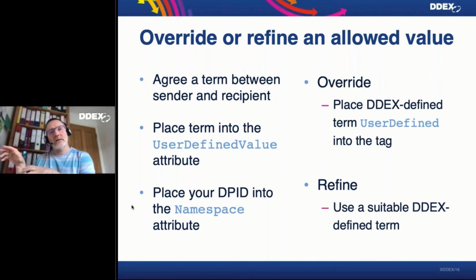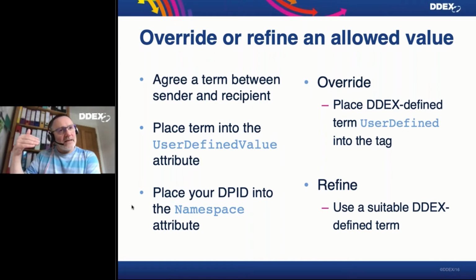And if it's not in the DDEX data dictionary, you can have a DDEX party ID, and then you can ask that party, hey, what does 1, 2, 3 mean as a code there? And then if you want to override it, you put the term user-defined into the main tag, or you can put CD in there. And now 1, 2, 3 is a special type of CD that you and your business partner have agreed. It's a great way of keeping the standard flexible while still having the ability to have well-defined semantics in the message.